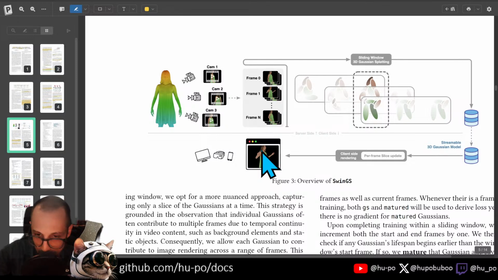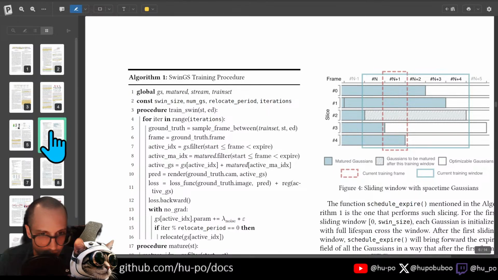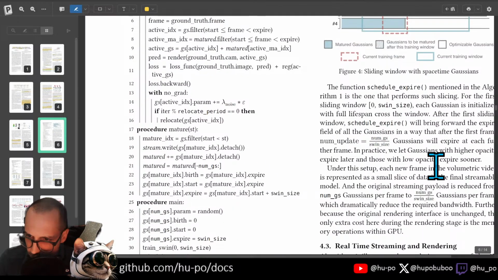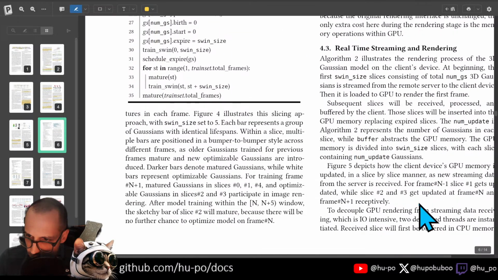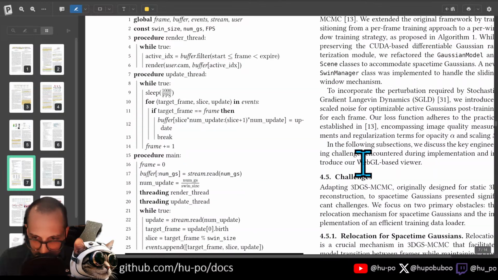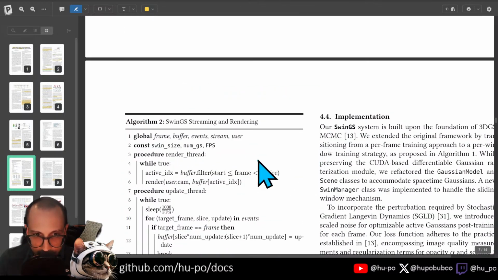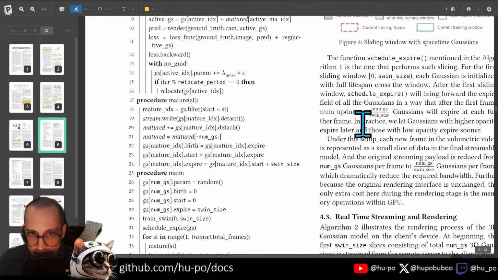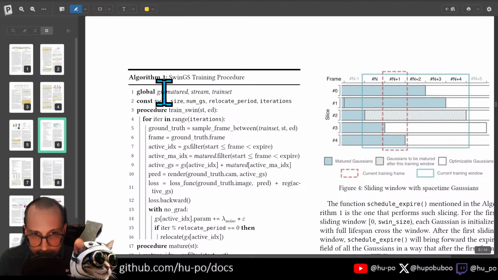On one hand, that's a good thing, because if this person suddenly grabbed a hat and put it on, you could have a bunch of Gaussians that represent that hat, which didn't exist before and now exist. Or I guess the Gaussians get reassigned because they're dead. But yeah, I don't like all the different hyperparameters here. Let's see if we can find numbers for these: GS, matured, stream, swing size, num.gs, relocate period, iterations. These are all hyperparameters here.